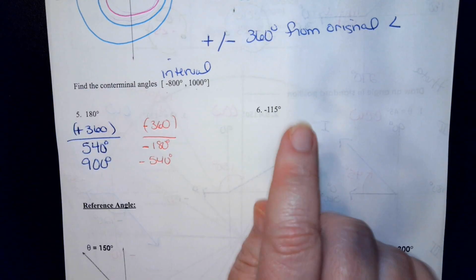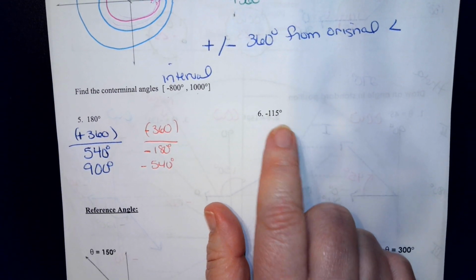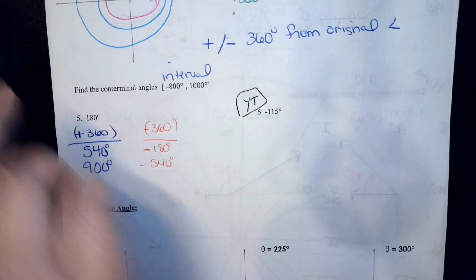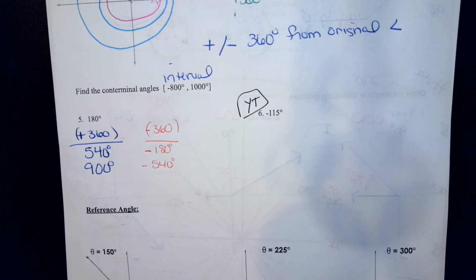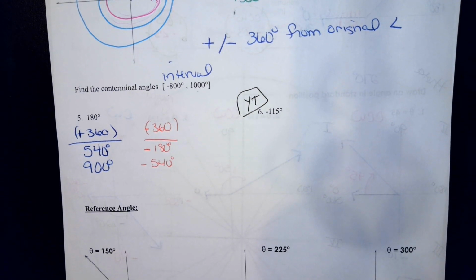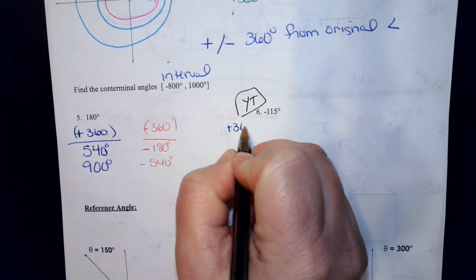Alright. So let's let number 6 be a you try. So let's take about a minute for you to add 360 a couple of times and subtract 360 a couple of times and see what you get. Alright, so let's see how you did. We're going to come in here, we're going to add 360 a couple of times.